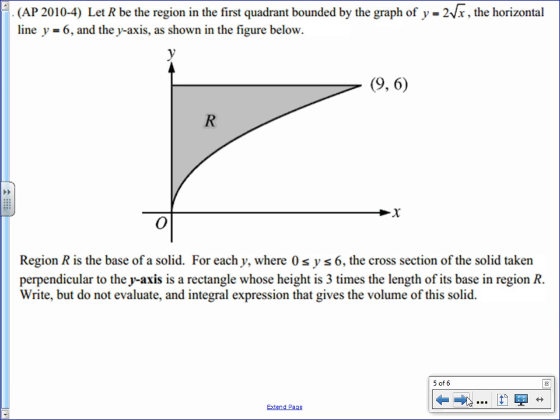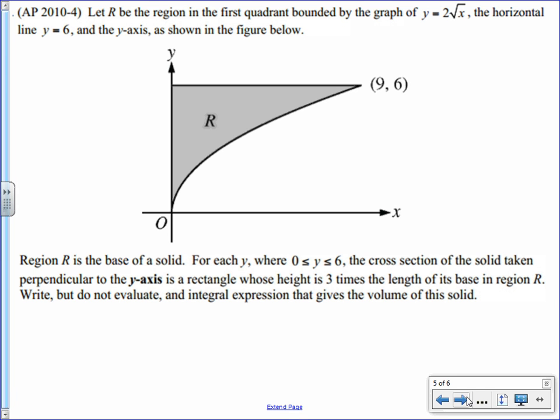Let's look at an AP problem. Okay, so this is only a portion of one of the free response questions. In a free response section, you will for sure have a question that will ask you about area and volume. So this is a portion of the 2010 number 4 question.